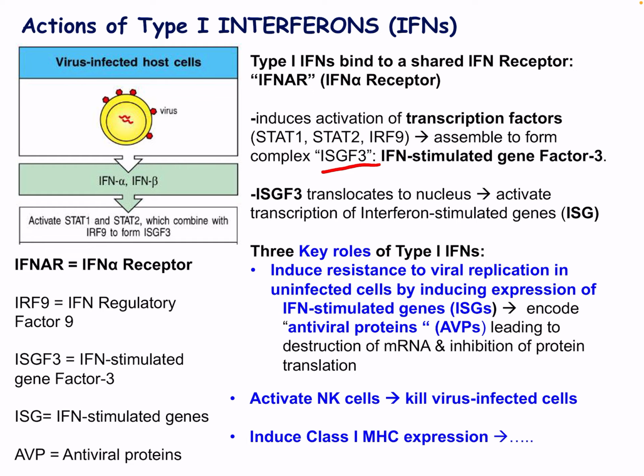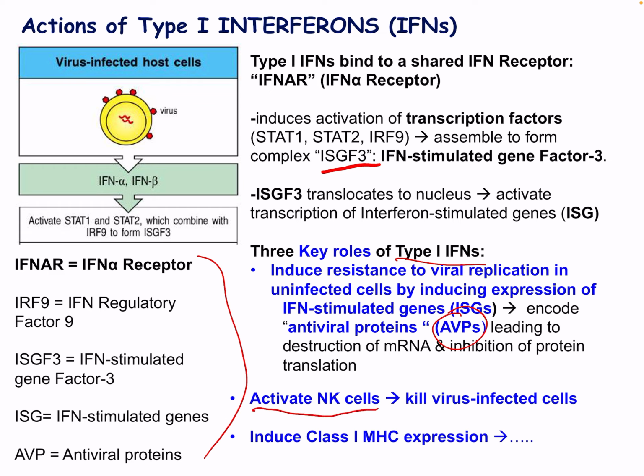So here is a good summary of the terms, if you want to just catch up on some of the acronyms as I'm going through. Again, there are 3 key roles for the type 1 interferons. They induce resistance to viral replication in unaffected cells by inducing expression of interferon-stimulated genes. They encode antiviral proteins, or AVPs, leading to the destruction of mRNA and inhibition of protein translation. They can also activate NK cells, which kill virus-infected cells, and they can also induce class 1 MHC expression, which we'll discuss next.